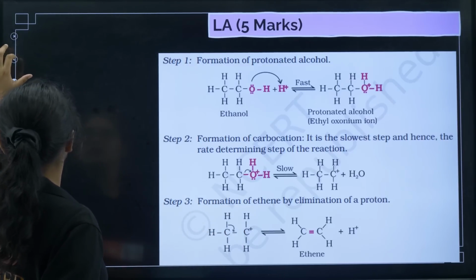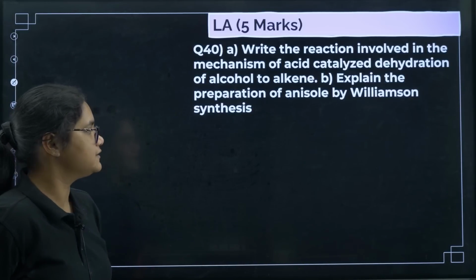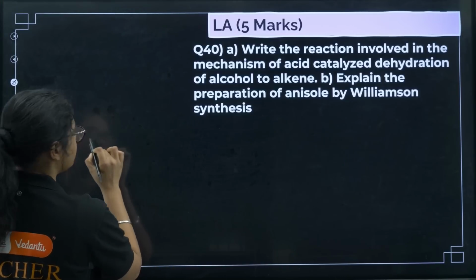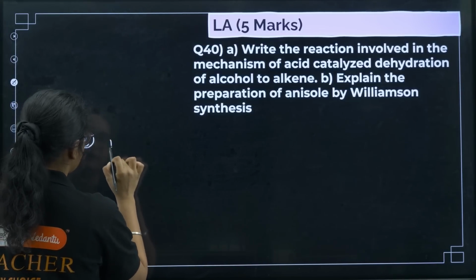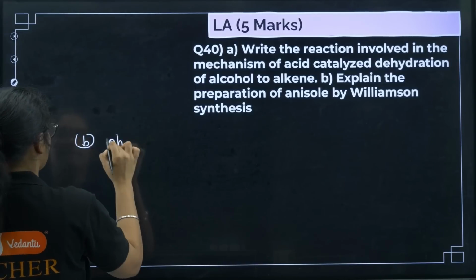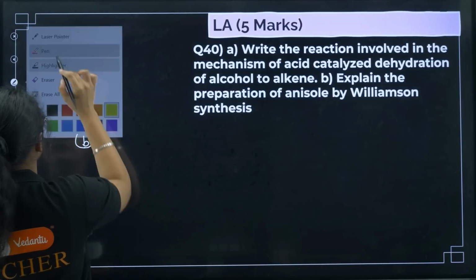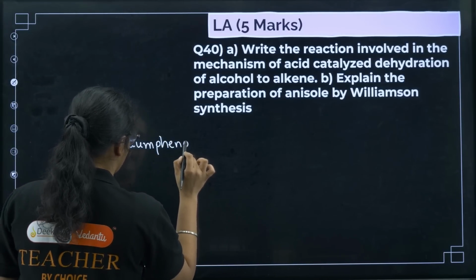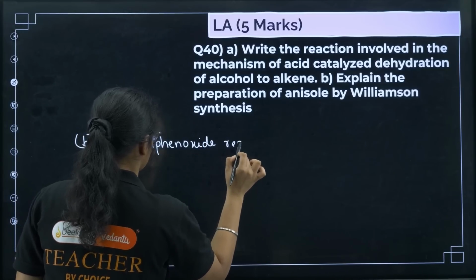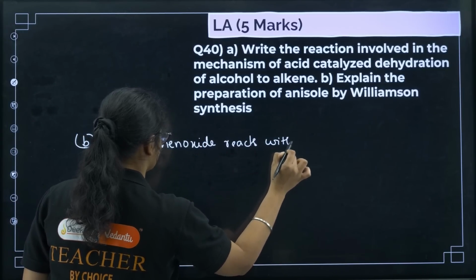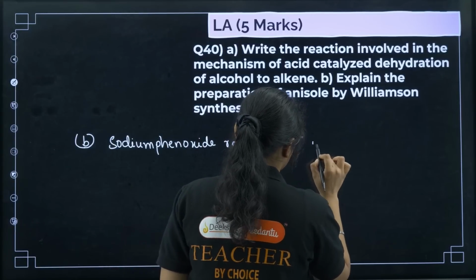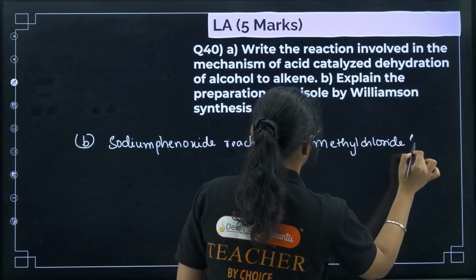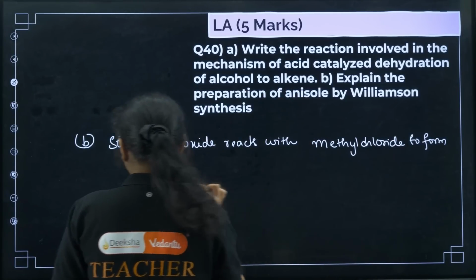The next part was what? Explain the preparation of anisole by Williamson ether synthesis. Okay. So if I have anisole, so you can write down B part. You have to first explain, right? So you have to write here phenoxide or sodium phenoxide. Directly you have to write the reagent, reactant and the product. Okay. Sodium phenoxide reacts with, okay, you can write methyl chloride, okay, to form anisole.